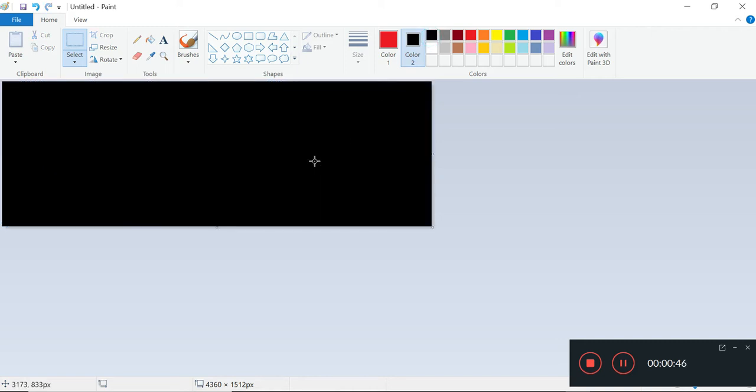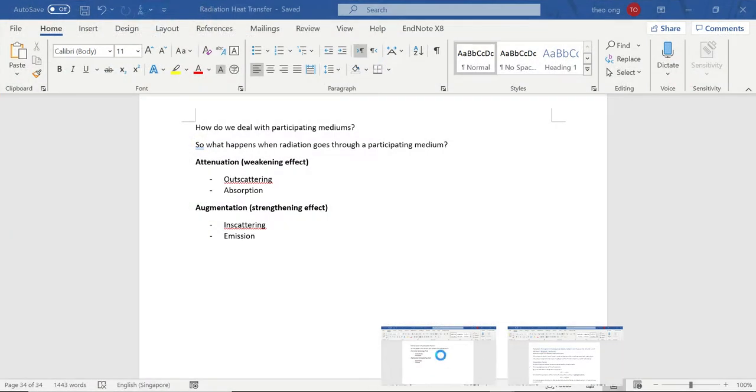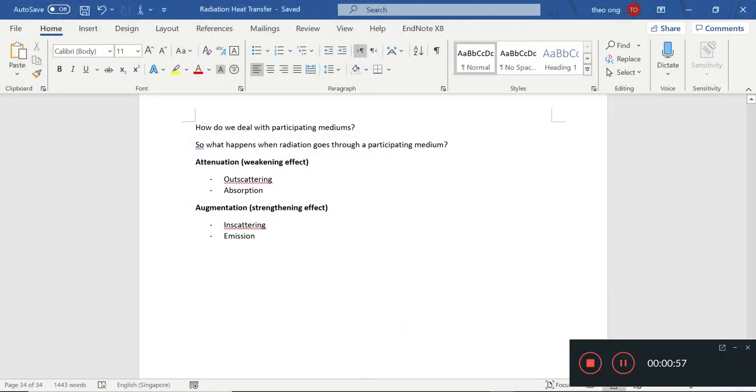Alright, so let's change the color to black. So that will give us a black background. It's much nicer. I must prefer black now. That's how Khan Academy does it. Maybe I'll do it like that from now on.